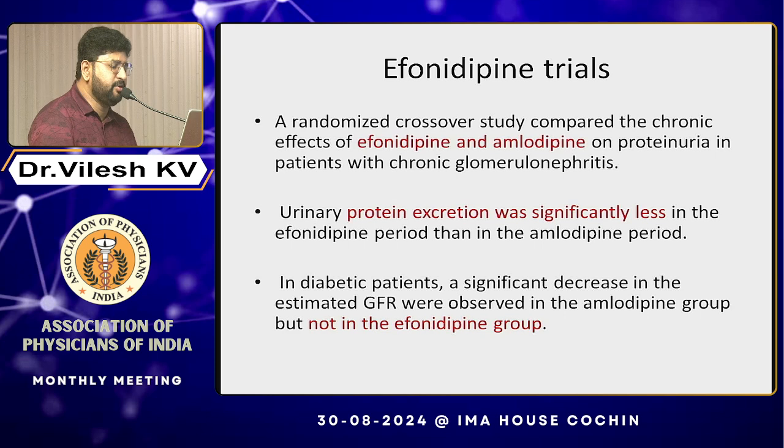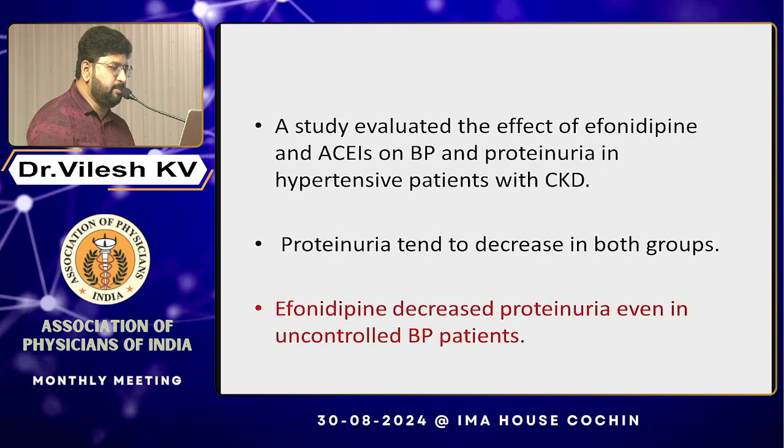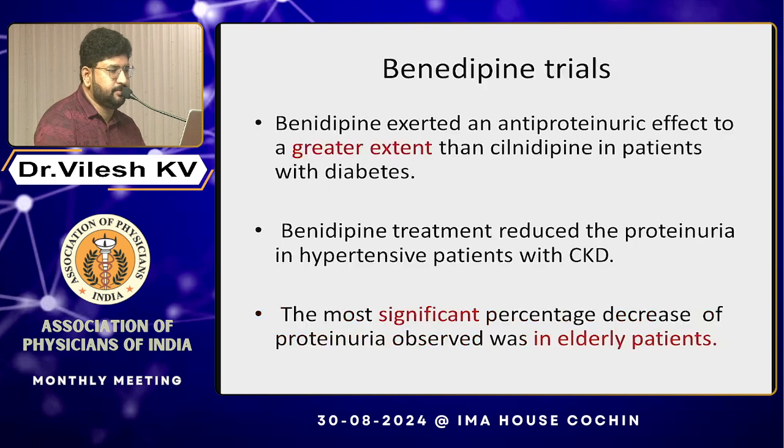but not in the efonidipine group. So definitely efonidipine stood out in comparison with amlodipine. A study evaluated the effect of efonidipine and ACE inhibitors on blood pressure and proteinuria in hypertensive patients. And again, here also, proteinuria tended to decrease in both the groups, but the most important line which I felt in the study was that in those patients whose blood pressure was uncontrolled, even then efonidipine decreased proteinuria. So that shows that efonidipine's decrease in proteinuria was not related only to control of systemic hypertension.